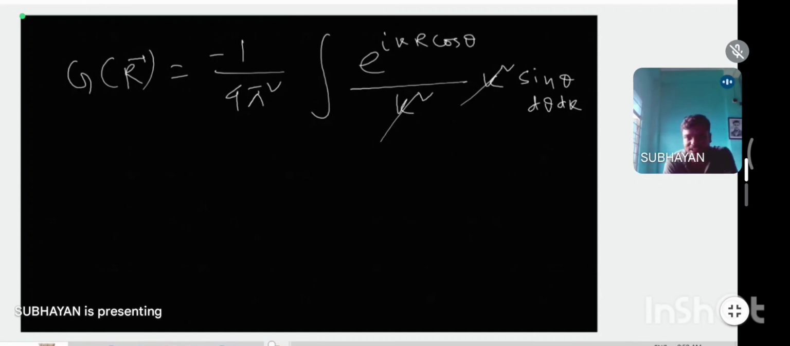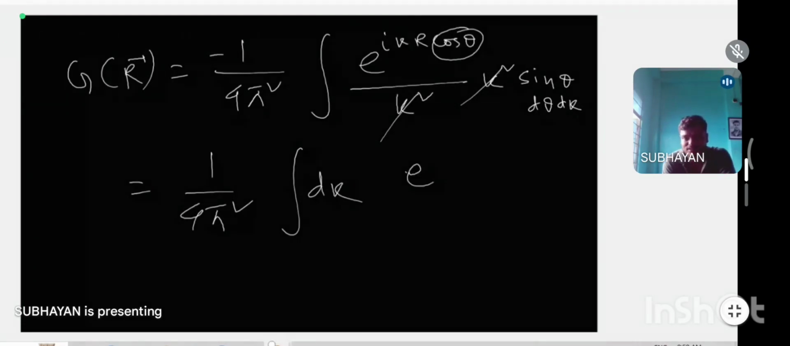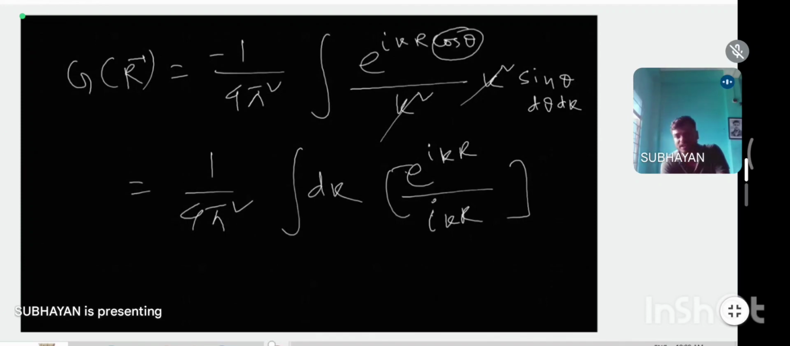Okay, you can take cos theta to be z. Suppose cos theta is z, then minus sin theta d theta will be dz. So you can write 1 by 4 pi square, integration over dk will still be there. Then it will be e to the power ikr by ikr, and the limit of theta will be from 0 to pi. So from 1 to minus 1. Okay, from 1 to minus 1.